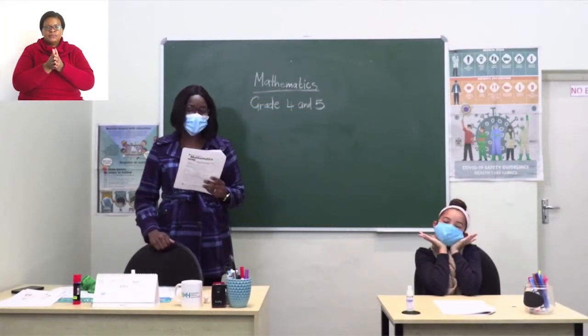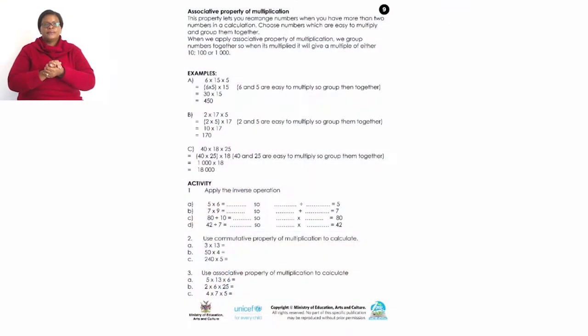Boys and girls, let's go on page 9. Hands on math with the associative property of multiplication. This property lets you rearrange numbers when you have more than 2 numbers in a calculation. Choose numbers which are easy to multiply and group them together. When we apply the associative property of multiplication, we group numbers together so that when multiplied, it will give a multiple of either 10 or 100 or 1,000.